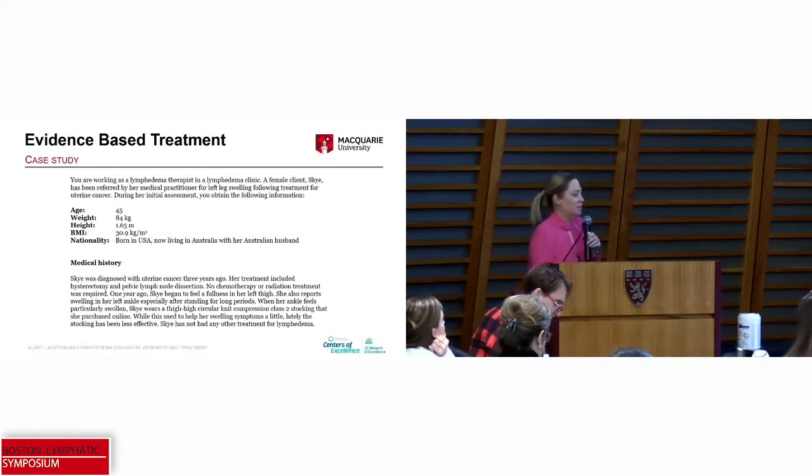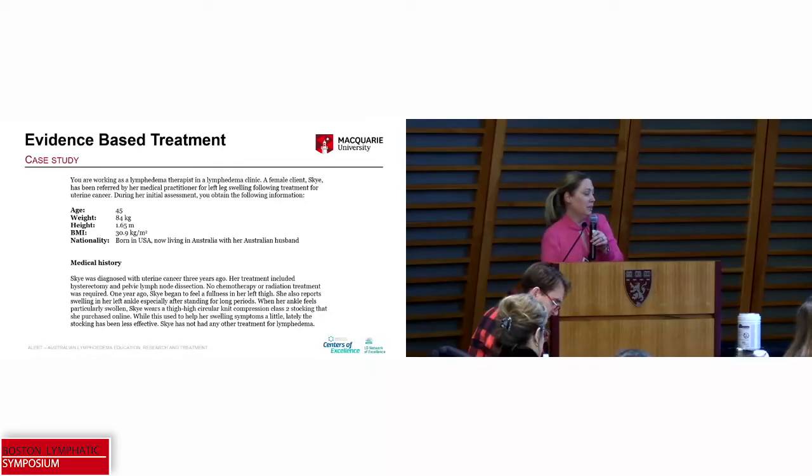So Skye was diagnosed with uterine cancer 3 years ago. She had a hysterectomy and pelvic lymph node dissection. She didn't have chemo or radiation. A year ago, she began to feel fullness in her left thigh. She also reports sporadic swelling in her ankle, particularly if she's been standing for long periods of time. When her ankle feels particularly swollen, she wears a thigh-high circular knit compression class 2 stocking that she purchased online. This used to help her swelling symptoms a little, but lately the stocking's been less effective.